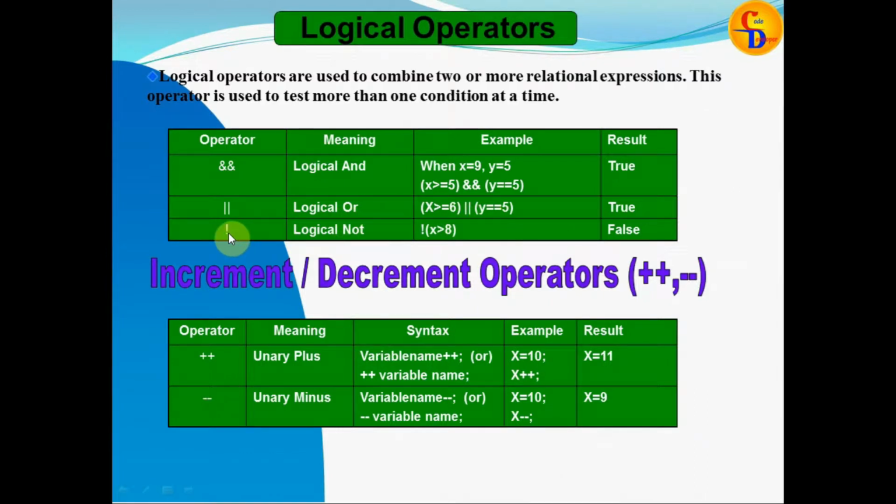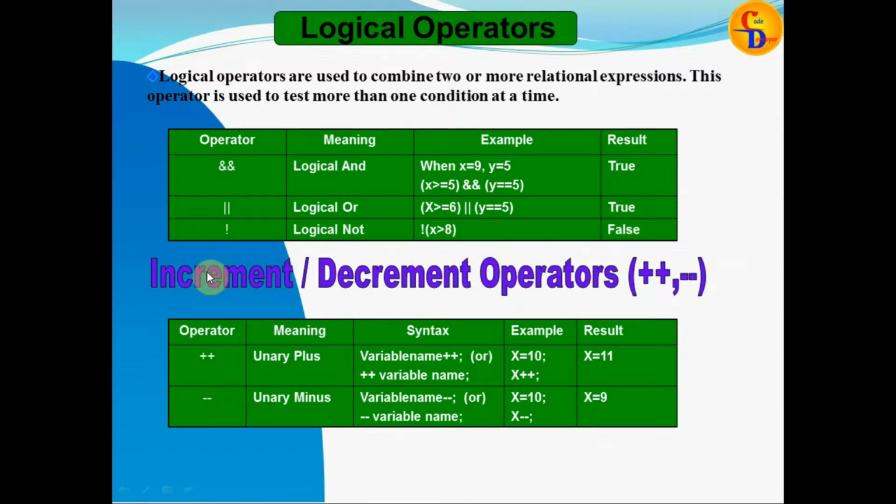Then the next one, NOT operator. So logical NOT operator. So NOT x value 9, 9 greater than 8. The condition is true. When we use the NOT operator, if the condition is true, it returns false. If the condition is false, it returns true. In this example, the condition is true, but it returns a false value.